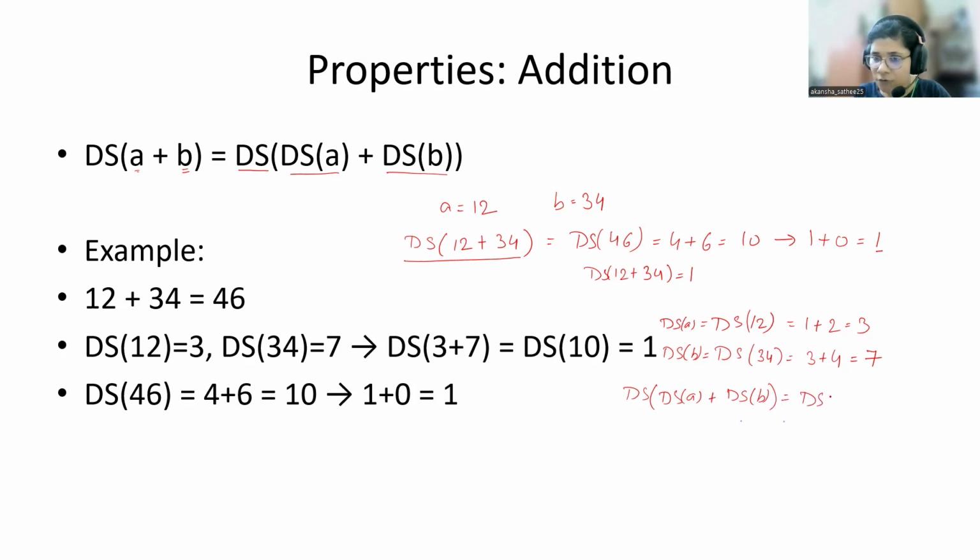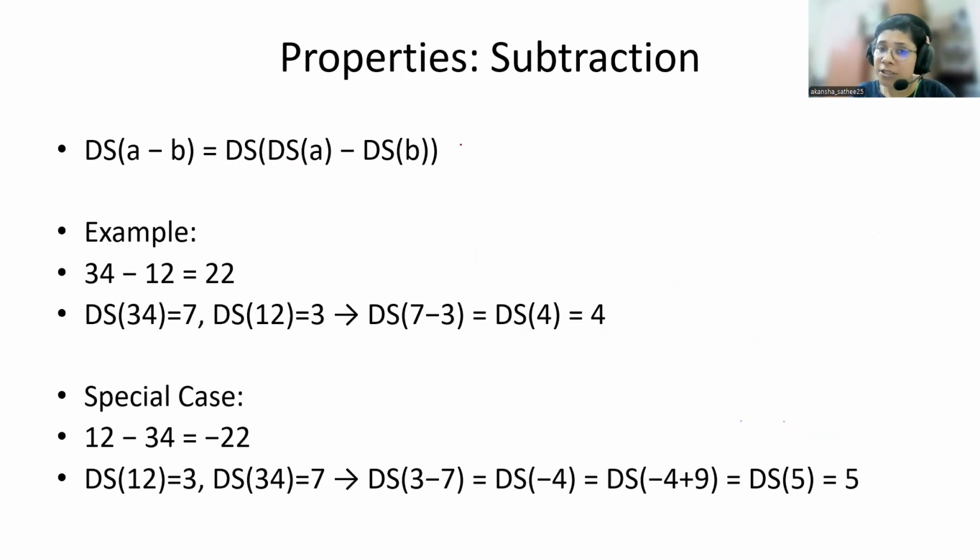What is digit sum of A? Digit sum of A is 3. Digit sum of B is 7. And digit sum of 3 plus 7 is digit sum of 10. Both are the same thing. It is 1 plus 0, which is 1. You can see that digit sum of A plus B is the same as the digit sum of the digit sum of A plus digit sum of B. Am I clear? So if you want, you can compute it like this or you can compute it like this. Next property, subtraction.